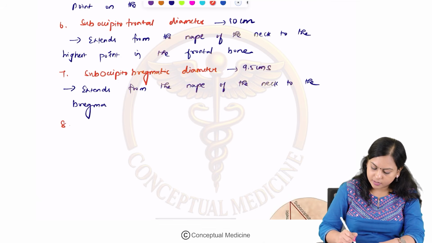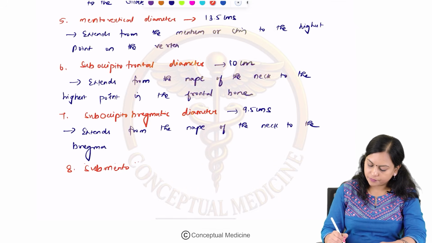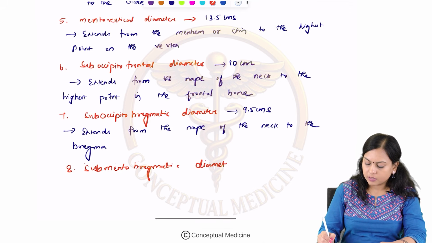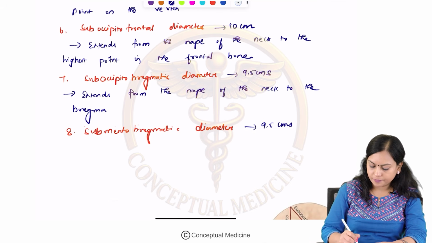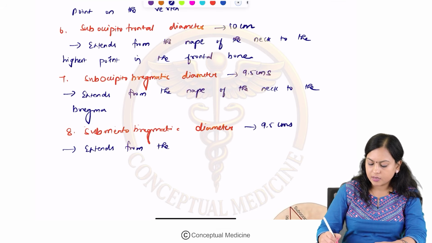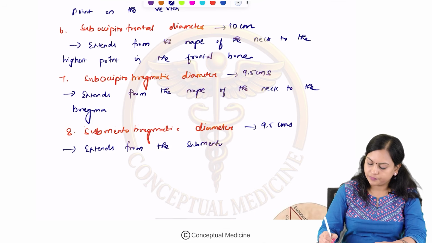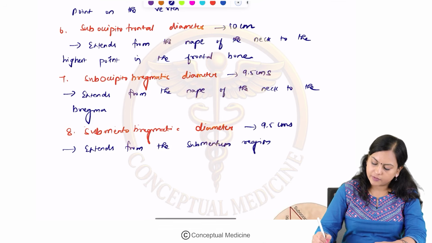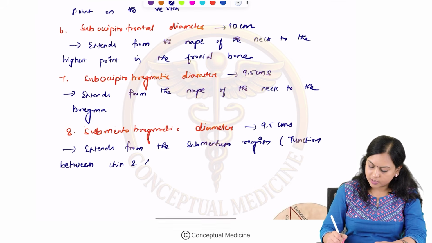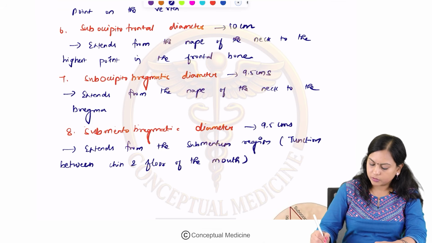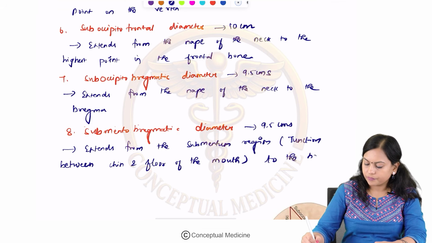Next diameter is the submento-bregmatic diameter. This measures around 9.5 centimeters again and it extends from the submentum region. Okay. Otherwise, it is the junction between chin and floor of the mouth to the bregma.